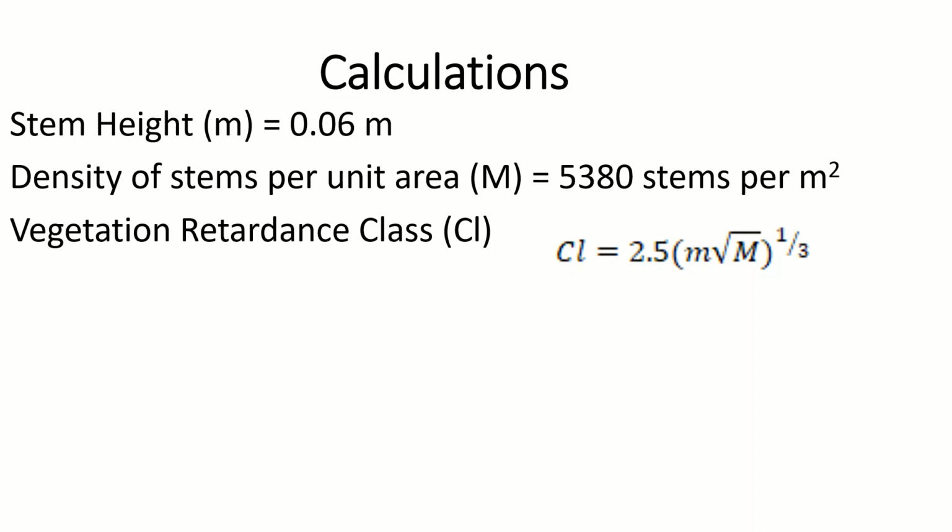We have both the values. M multiplied by root m raised to 1 by 3. So let us substitute the values. I will get the vegetation retardance class equal to 6.75. Now the roughness can be estimated from this CL value. There is a relation between N, roughness, and vegetation retardance class CL.